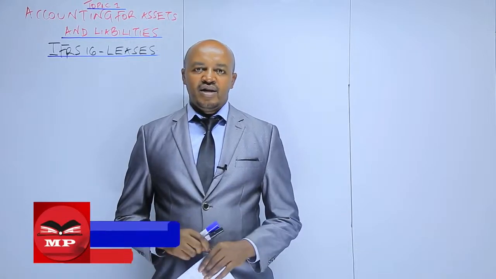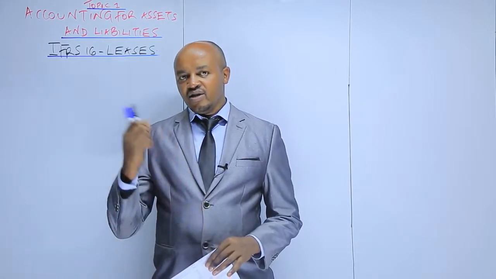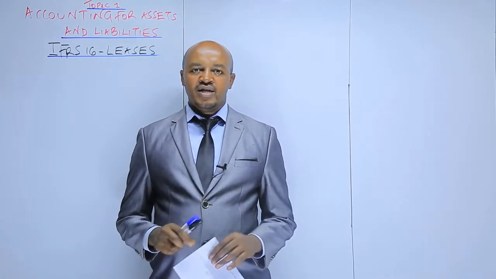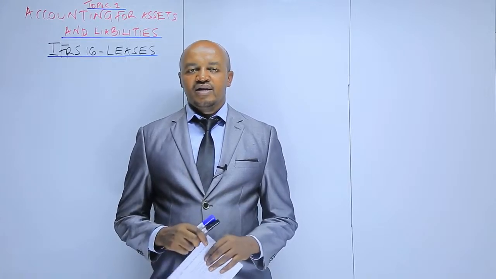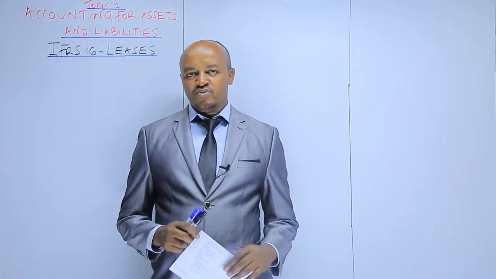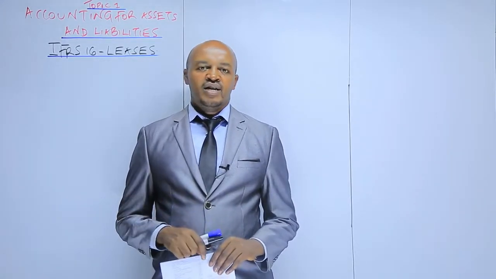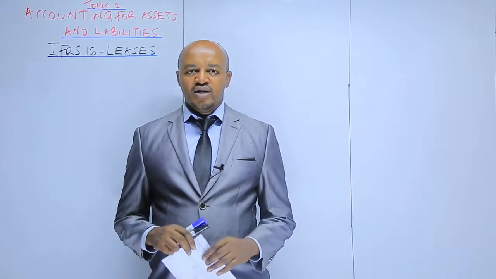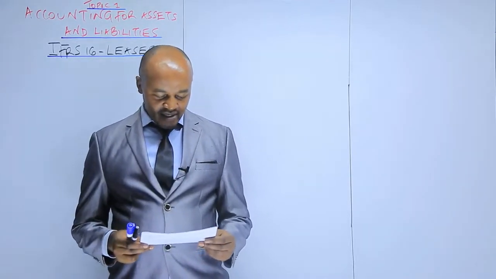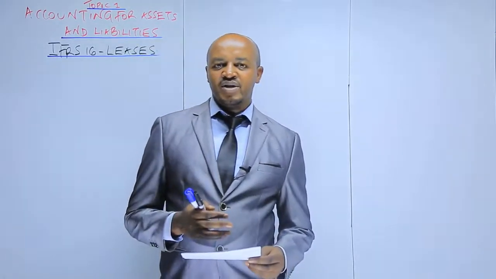In this session, I want us to look at an illustration question regarding accounting for leases by the lessee. Recall what we said in our previous session, that the lessee is supposed to recognize two items in his books of account: the right of use asset and the lease liability. So I want us to look at an illustration question here. We look at how we determine those two items: the right of use asset and the lease liability.